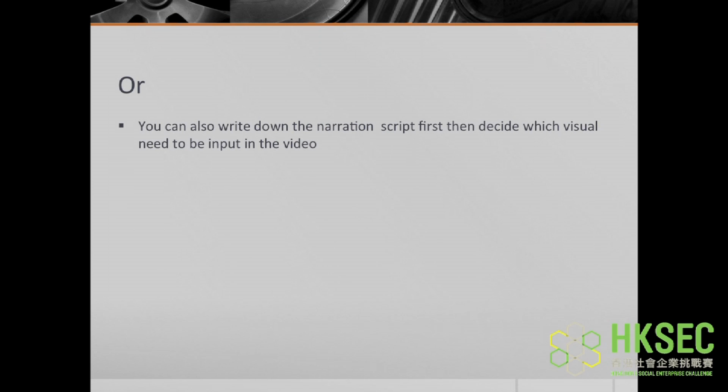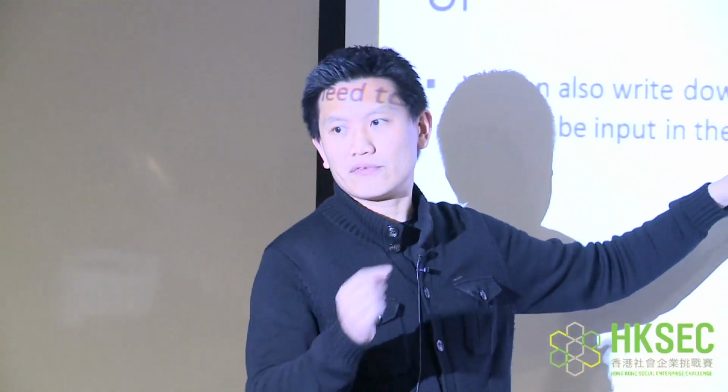And the other way to help you to develop the visual is you may try to think, because maybe you are the person not very visual, so you are not thinking in a visual way. You may think about to write down the whole narration, and then try to input the visual to the narration.